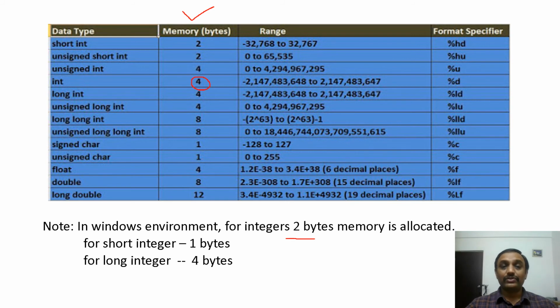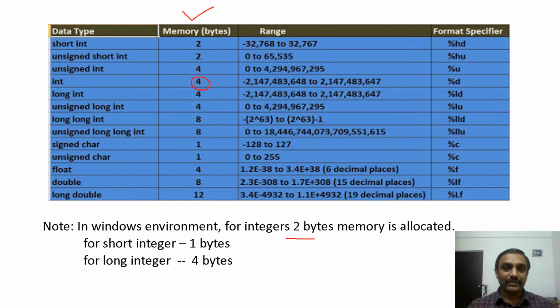What is the difference between those two? In the case of unsigned, only positive numbers are allowed, that is 0 to that particular range. And in the case of signed, negative numbers are allowed as well as positive numbers. If you don't mention signed or unsigned, the compiler takes that one as the signed only.